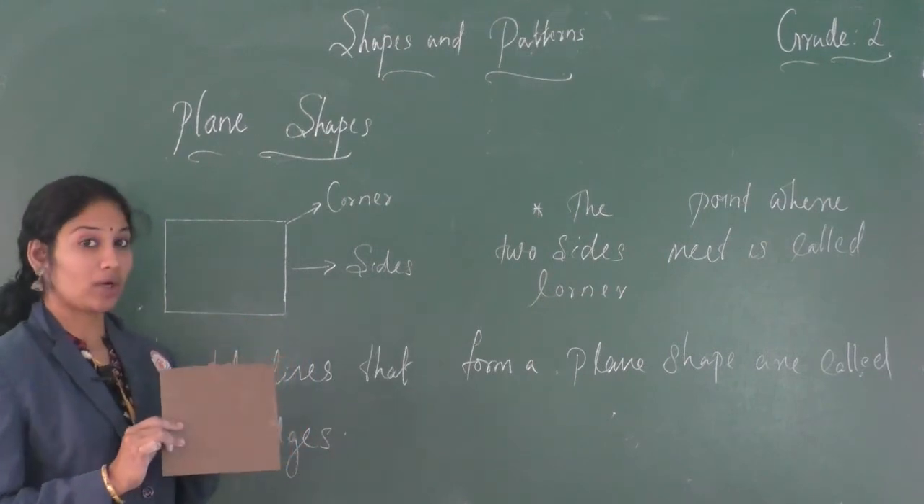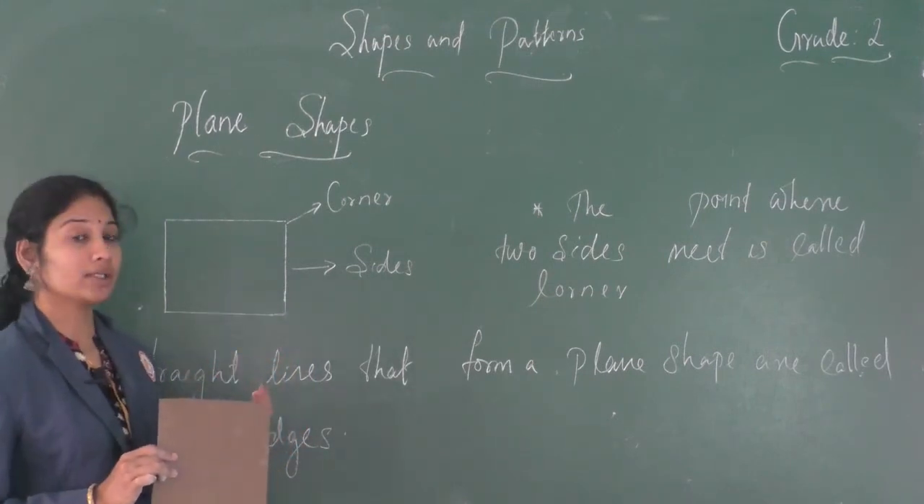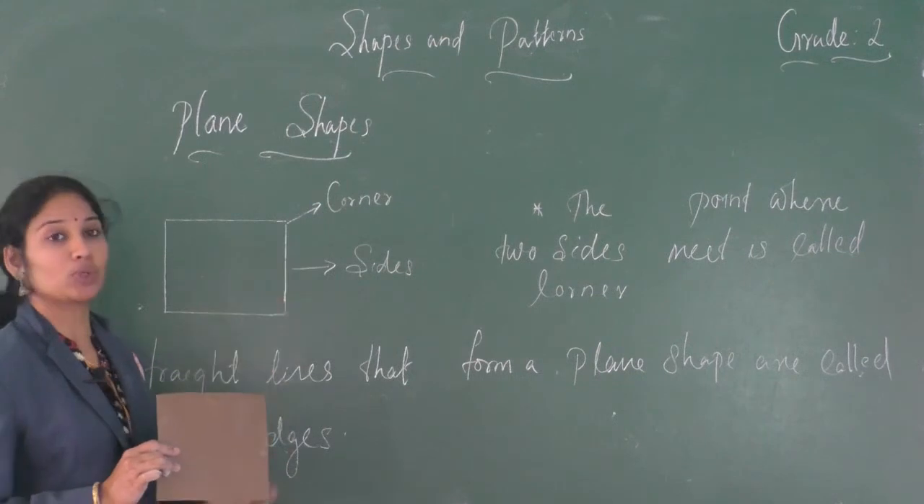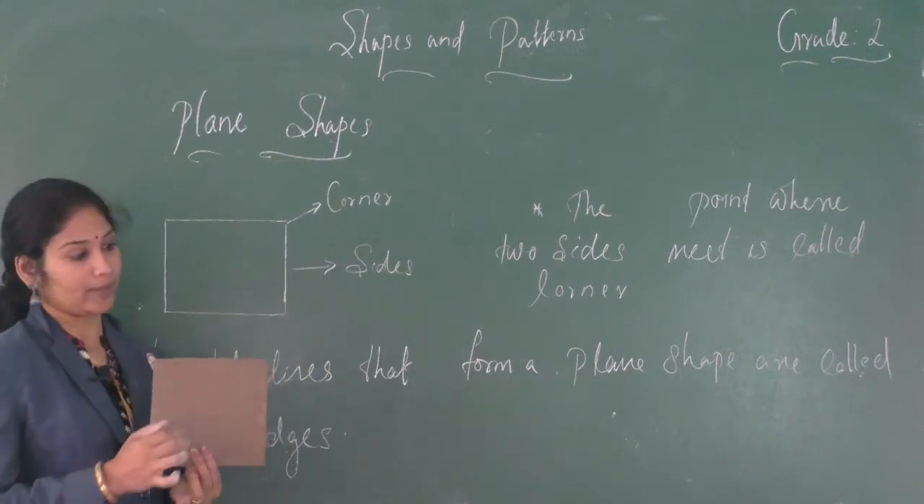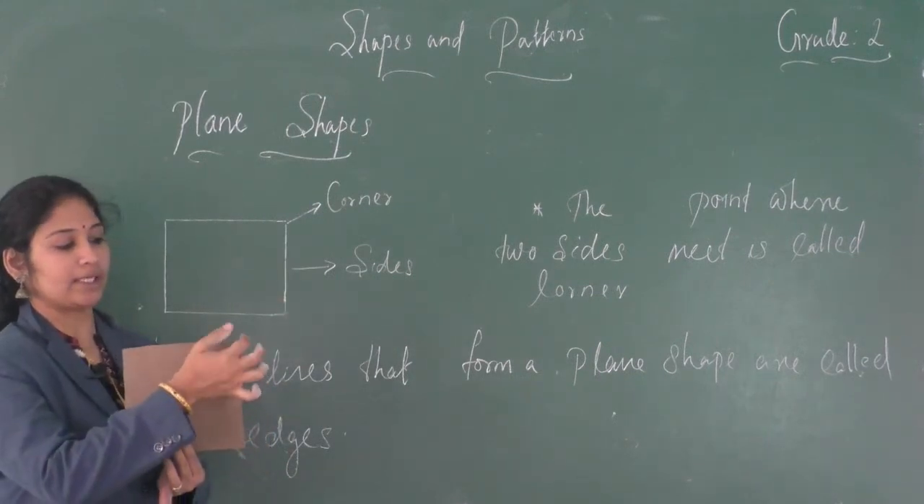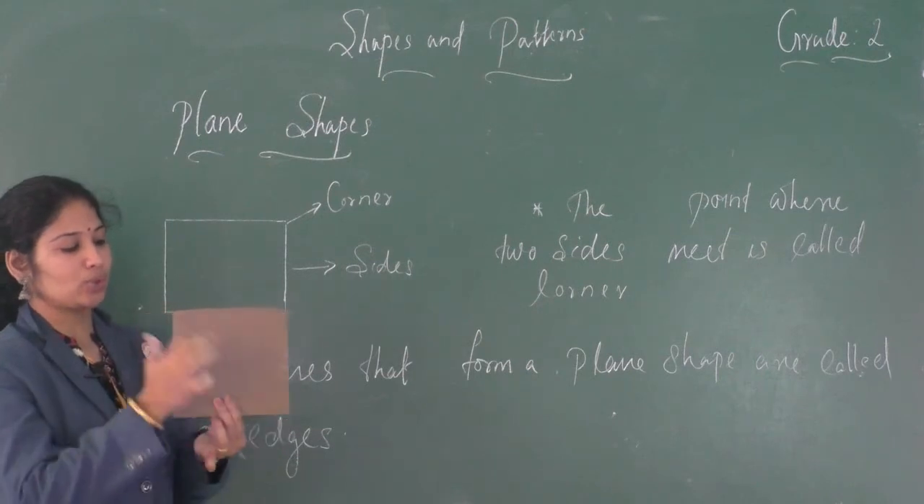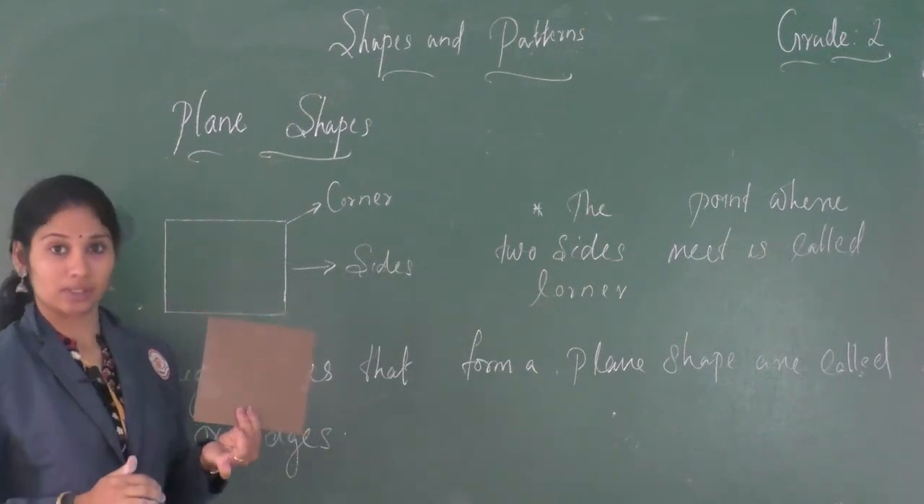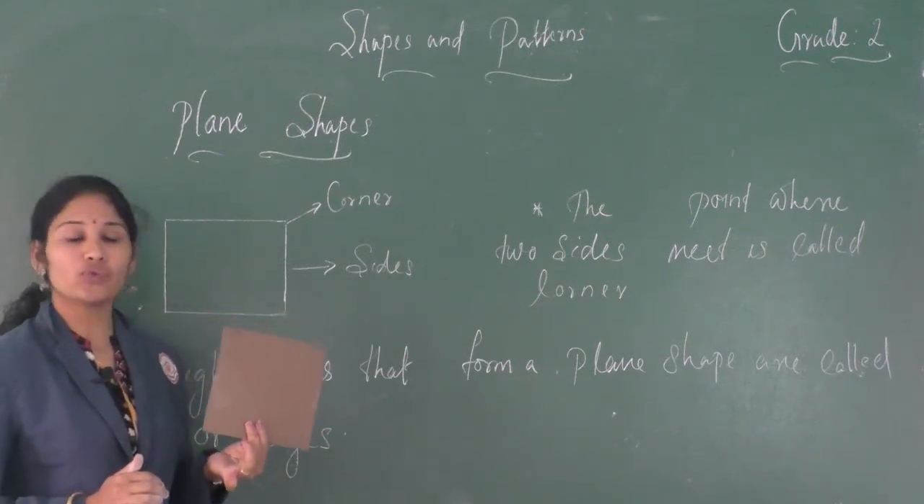And how many corners? What is corner? Where two lines meeting together is called a corner. So two lines meet here, 1, 2, 3, 4. So how many corners? 4 corners.